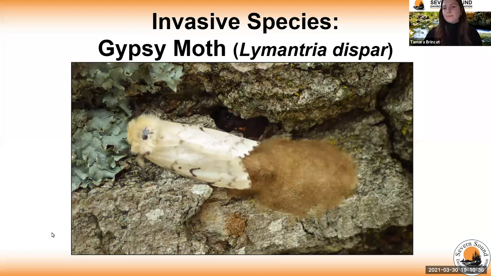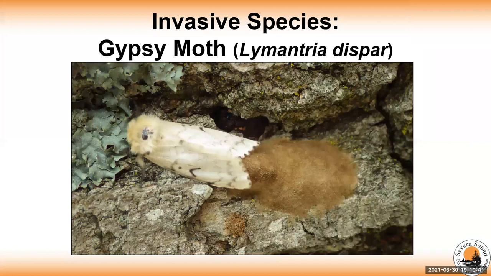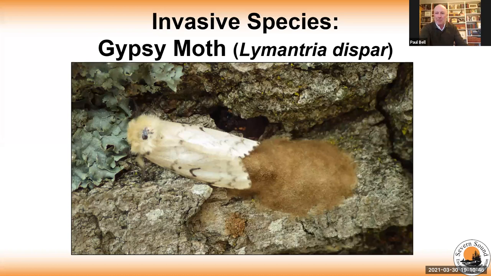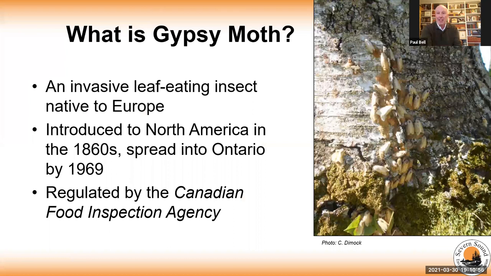Thank you, Tamara. Great slide there. That's a picture of a female gypsy moth with her egg mass. I'm sure you've seen lots of them this past summer and a little bit the year before that. That'd be about 1,000 eggs waiting to hatch there. So a tree that you see several hundred egg masses on, like in this picture, would have hundreds of thousands of eggs, if not millions of eggs, on just one tree.